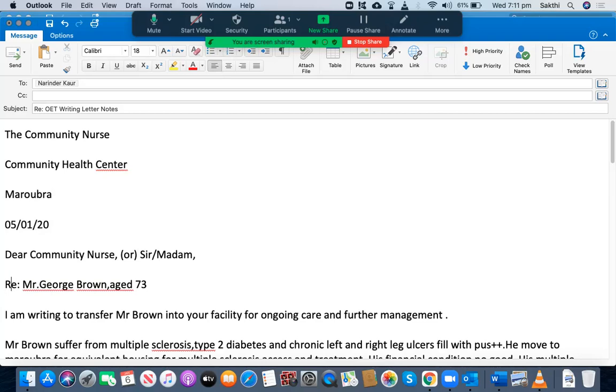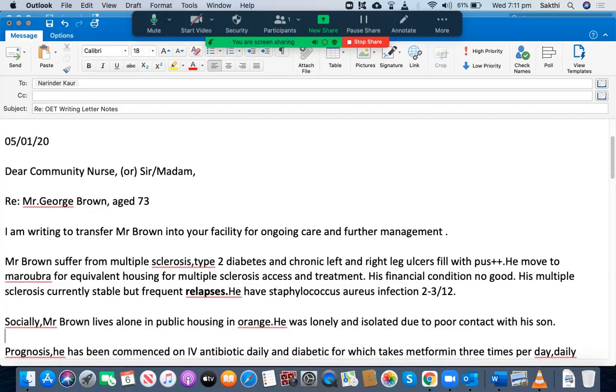And then regarding Mr. George Brown, aged 73. She has written down the reference details of the patient. That's good as well. And then she has written down the introduction paragraph. Let's go through the introduction paragraph first. She has written down that she's going to transfer Mr. Brown into your facility. All right. And then she has also mentioned for what purpose. It is for the ongoing care and further management. Okay.